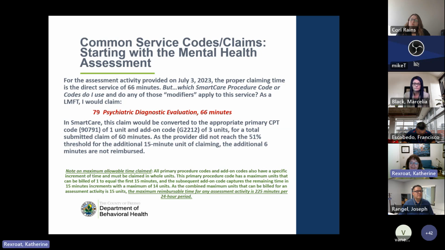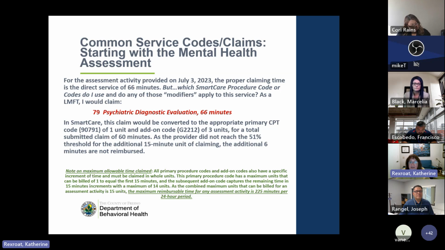As the combined maximum units that can be billed for an assessment activity is 15 units, the maximum reimbursable time for any assessment activity is 225 minutes per 24-hour period.